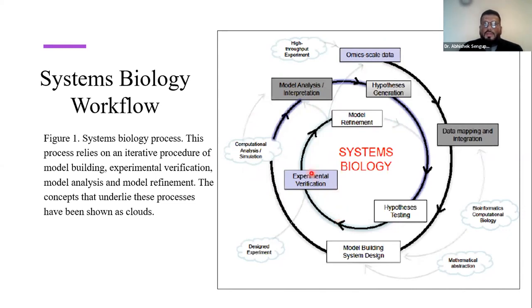So what is the basic aim of modeling? To make a replica, or to mimic the real world system, so that we can do various predictions, and we can understand various complex problems through those models, right? So that is the basic workflow of a systems biology experiment.